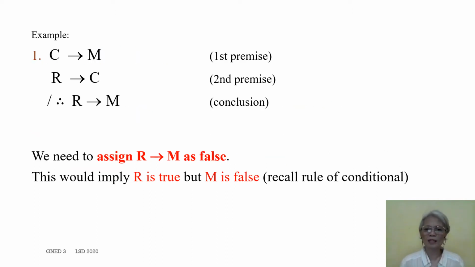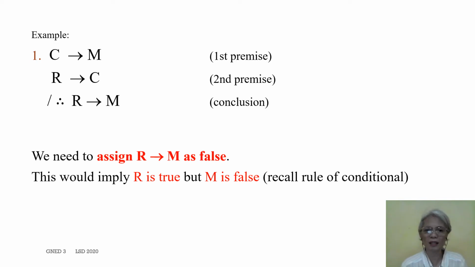Okay, so we have an example here. We have C implies M, R implies C. Those two are our premises. And a conclusion, R implies M. The first step is to assign a false truth value to our conclusion, R implies M. When R implies M is false, it only means that R, which is our antecedent or premise, is true, and the conclusion or the consequent M is false. So, yun lang ang ibig sabihin nun. Yung R natin ay true at yung M natin ay false.